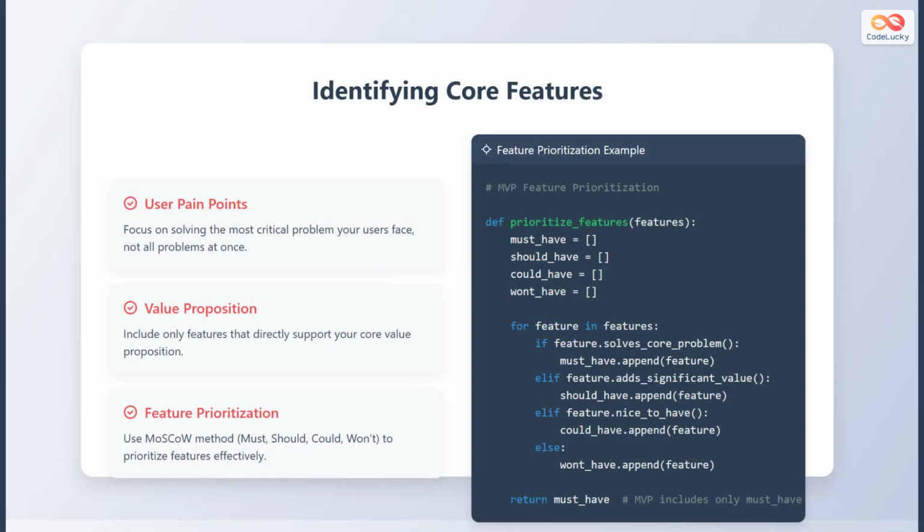Identifying the core features for your MVP is a critical step. Begin by focusing on the user's pain points. What are the most critical problems your users face? Your MVP should aim to solve these specific issues, rather than attempting to address every possible problem. Next, concentrate on your value proposition. Include only the features that directly support your core value proposition. What unique benefit does your product offer? Finally, use a feature prioritization method like the MoSCoW method, which stands for must have, should have, could have, and won't have. It will help you prioritize features effectively, ensuring that your MVP includes only the most essential elements.